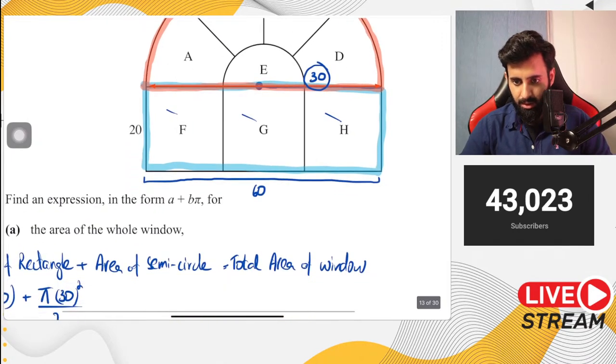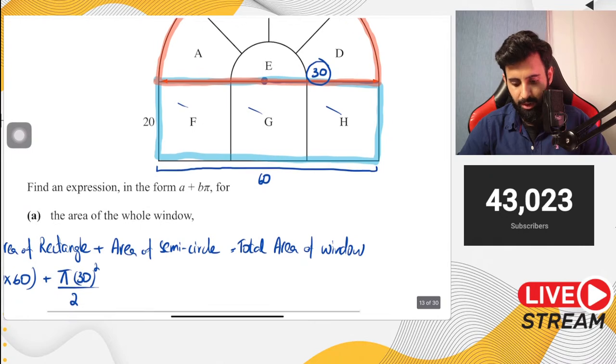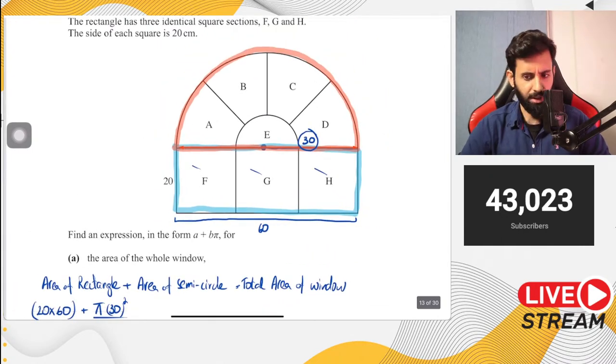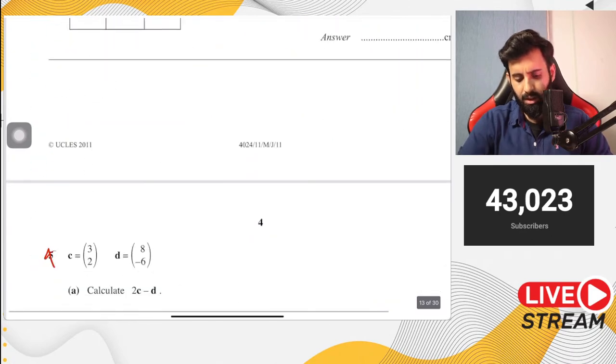Sir, divide 180 by 4, you will get 1 angle. Do I really have to find out the angle? I don't think we have to find out the angle. There's no need to find out the angle.